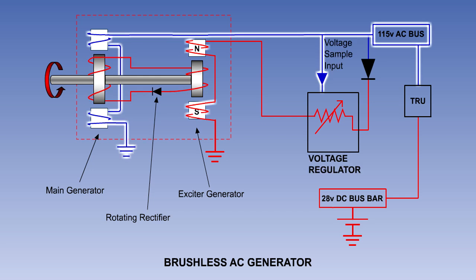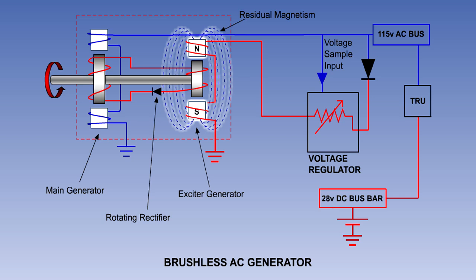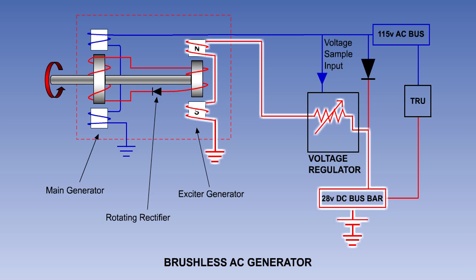As in the brushed generator system, the voltage regulator samples the main generator output. But in this system, it controls the exciter generator field strength and thereby its output through the rotating rectifier to the main generator field coils. On initial startup, a brushless generator may be self-excited by residual magnetism in the poles of the exciter generator field windings. Or, if the exciter generator field has no residual magnetism, it will be excited by externally supplied DC, possibly from the battery.